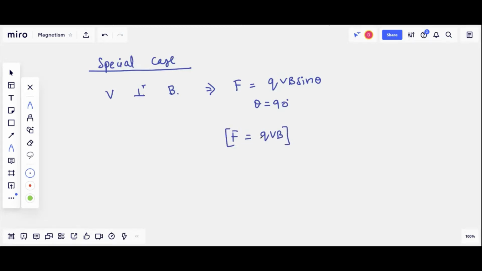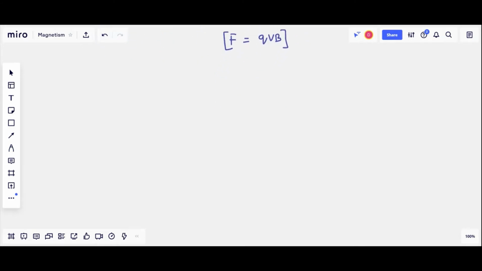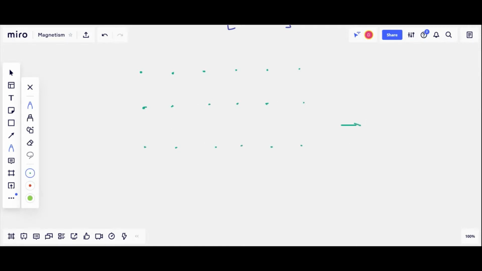Why is this special? Because the trajectory in which the charge moves is something worth discussing. So I'm going to explain this by drawing a magnetic field. This magnetic field is coming out of the paper, and it is infinite, so it's going infinitely here and infinitely here. And we have a charge, let's say a positive charge, which is placed over here and is pushed in this direction with velocity v. So we are interested in finding what path it follows.